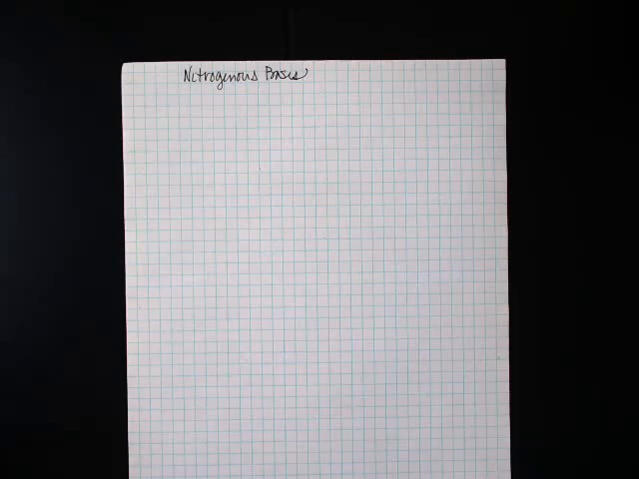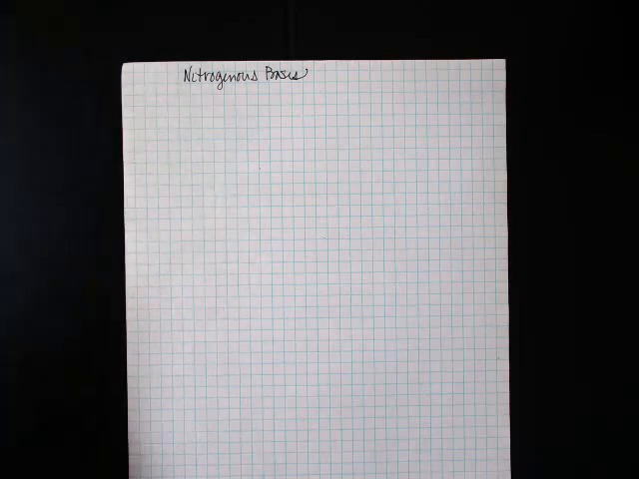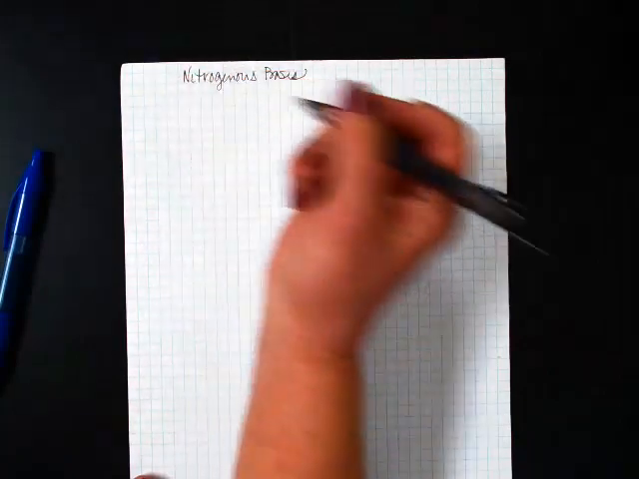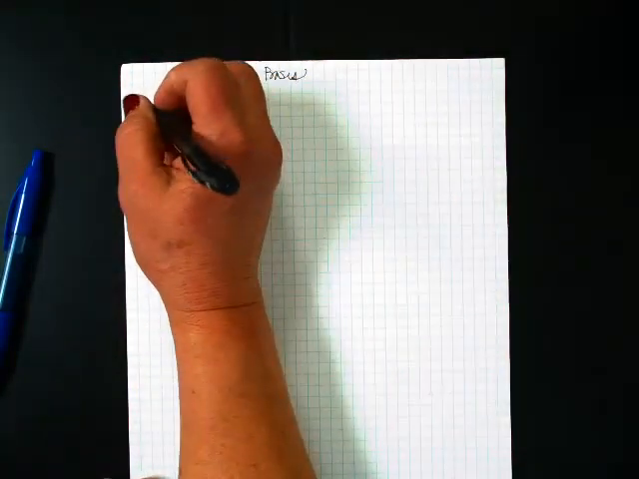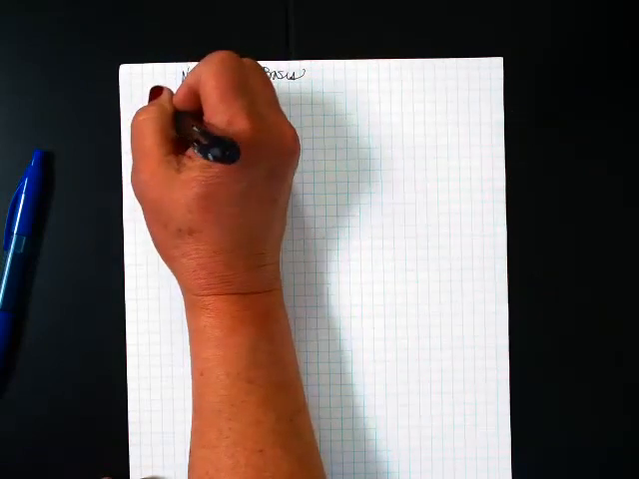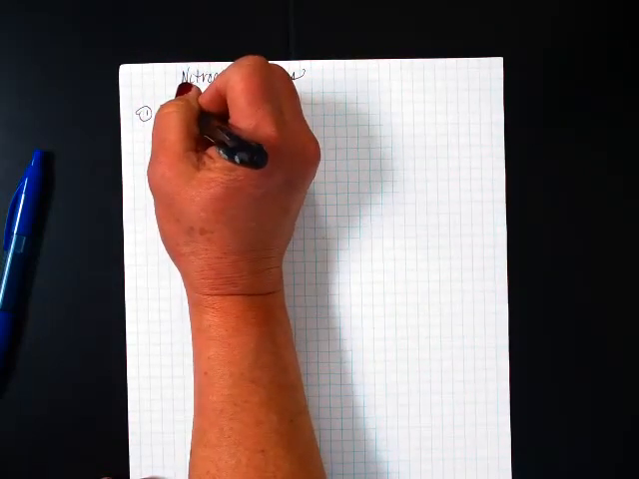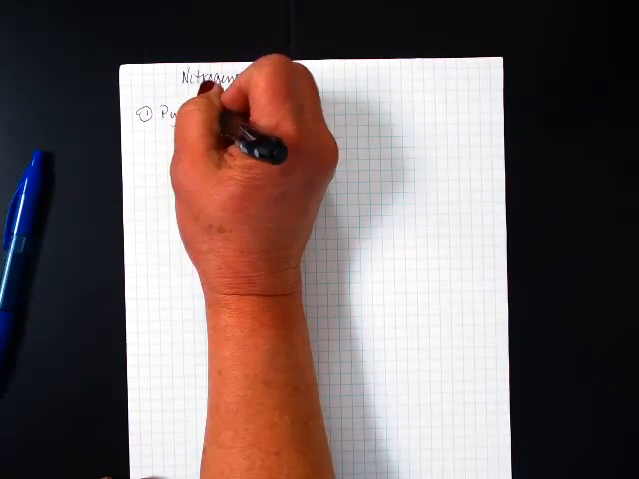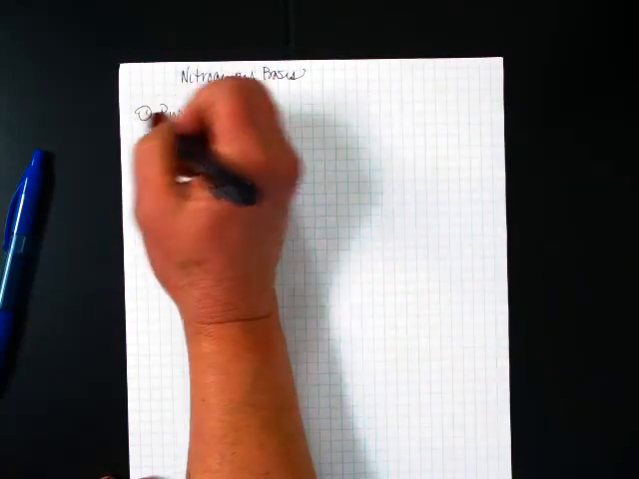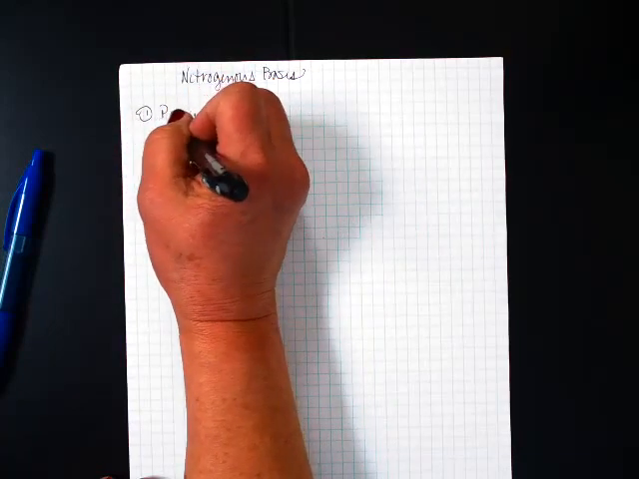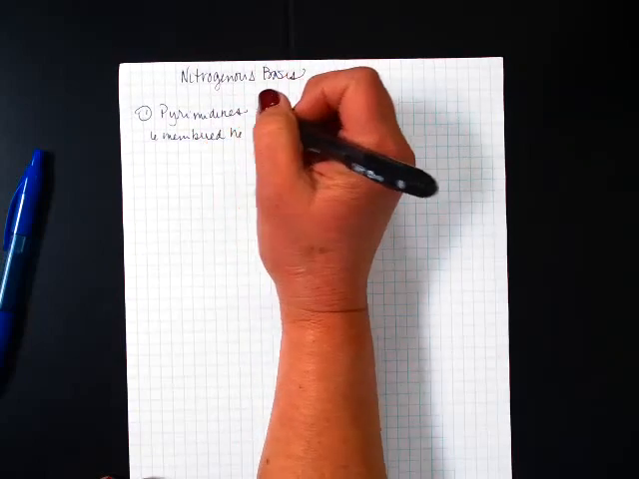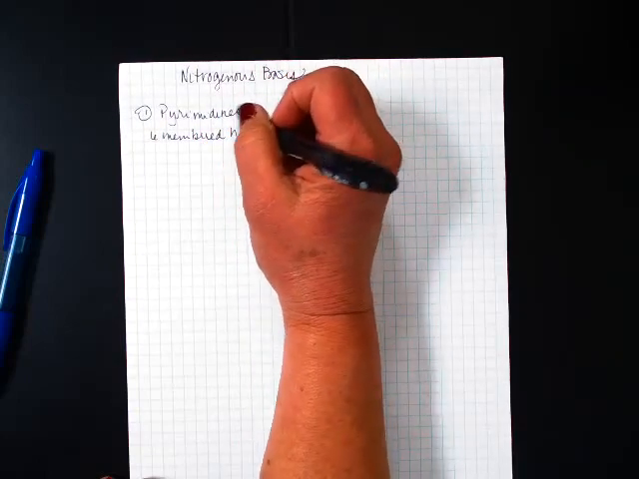So now let's take a look at our nitrogenous bases and draw those. We'll start by describing the two different types. We have the pyrimidines, and these are six-membered heterocyclic aromatic rings containing two nitrogen atoms.